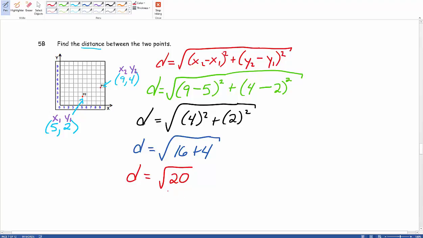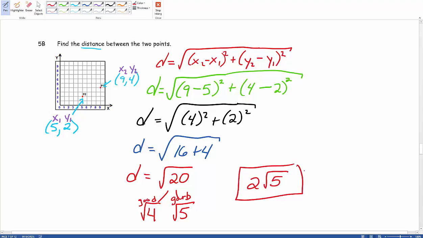Now, we could do some good and garbage with this to break things down a little bit. We would end up with 4 going in the good, 5 going in the garbage. In which case, we would end up with a final answer of 2 square root of 5. Now, we could also punch this square root of 20 inside of our calculator, in which case we would end up with 4.47.